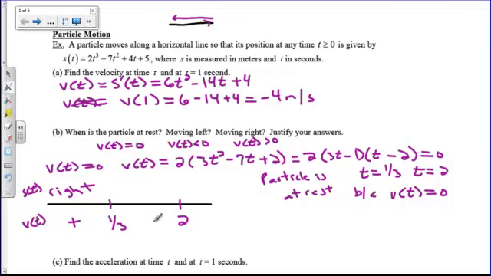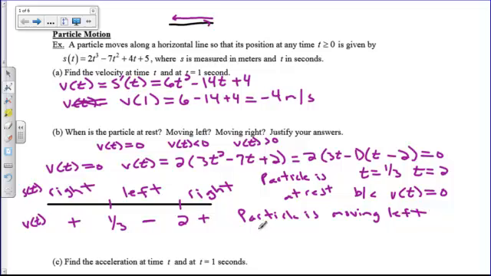Now let's plug in a number bigger than 1/3, like say 1. If I plug in 1 into my factored form for my velocity, I'm going to get a positive times a negative, which is going to give me a negative, and that means that I'm moving left. And then to the right of 2, like 3, if you plug that in for your factored form of your velocity, you're going to get a positive velocity, which means that you are moving to the right. So I'm going to say that the particle is moving left. Let's do that one first.